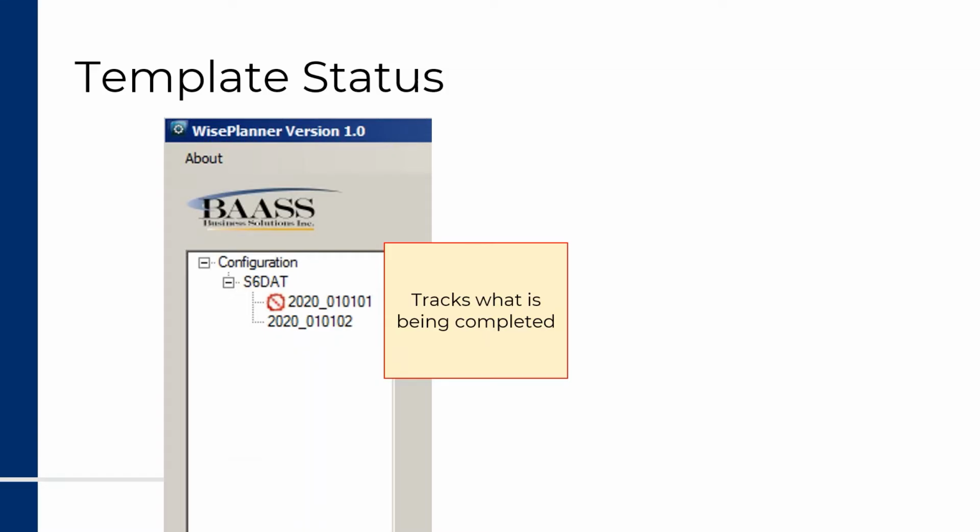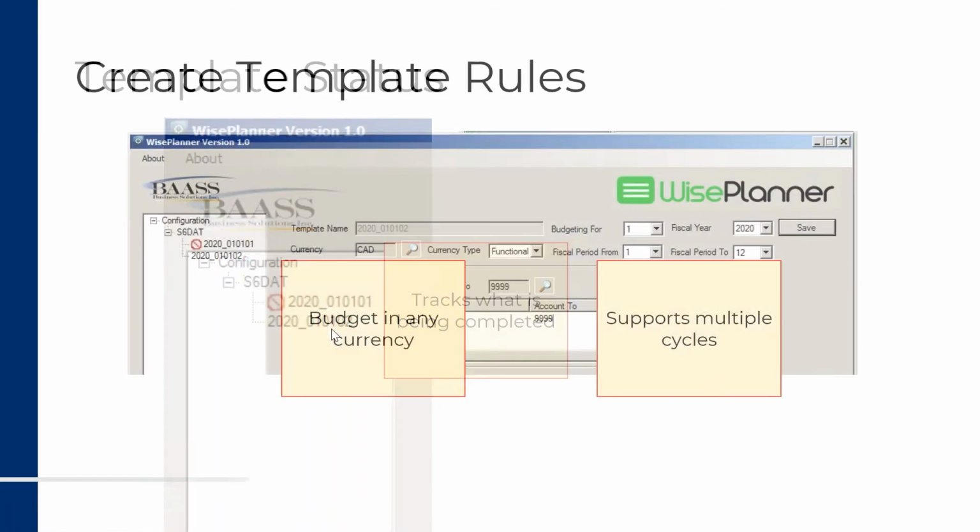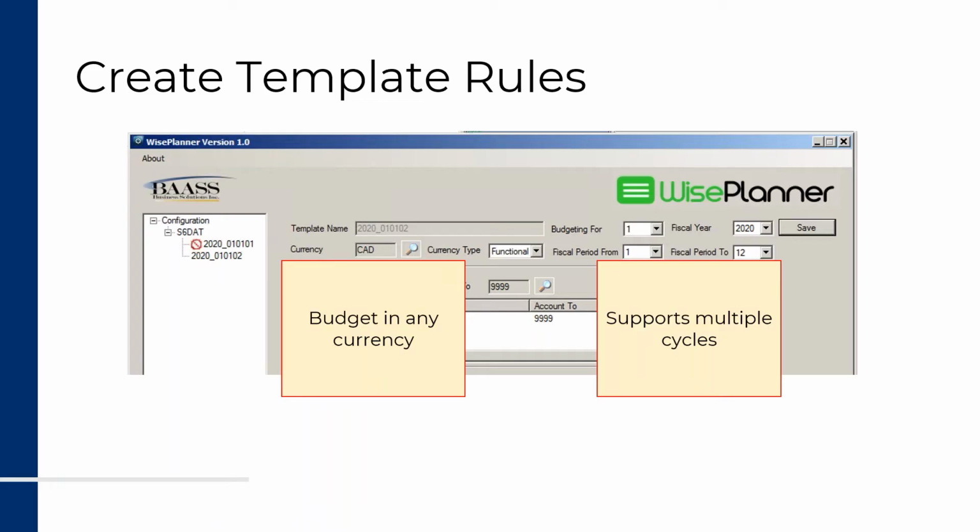Let's assume you're just using the one company. That's great. You create the one configuration, and then you put in the templates for that company. And some of the business rules or parameters that you will put in are, for example, what's the template name? In this example, I'm showing you that I'm doing budgeting for 2020.